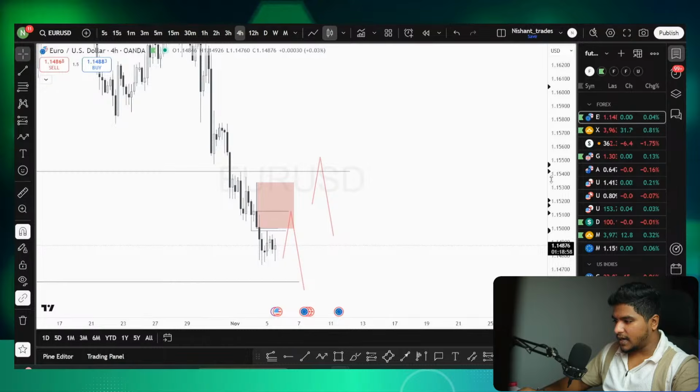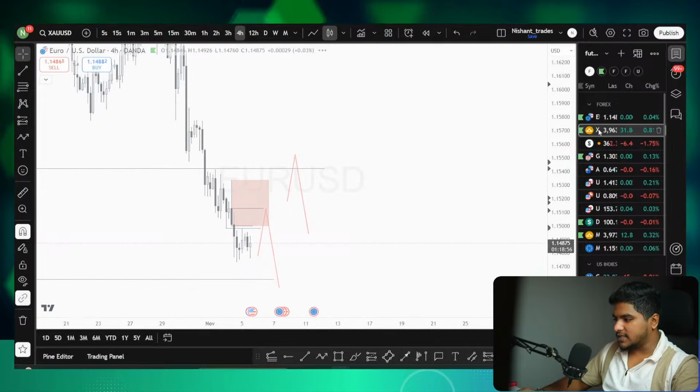So इसलिए मैंने alert लगा के रखे at all these levels. Let's see if prices reach within that.